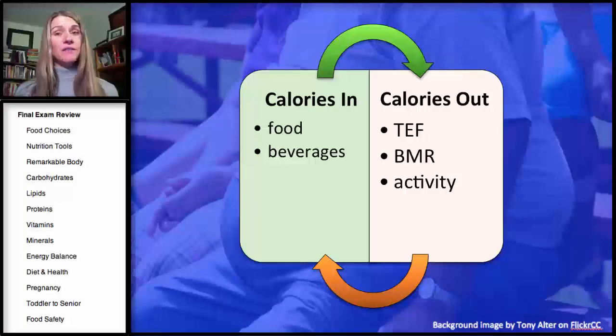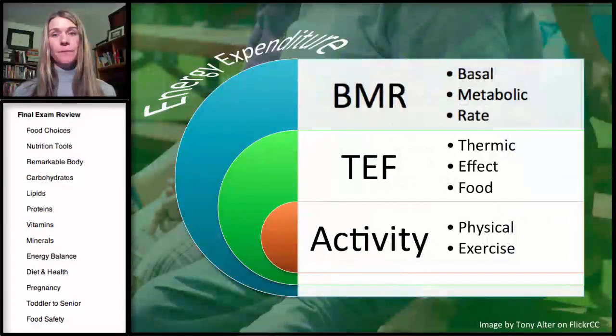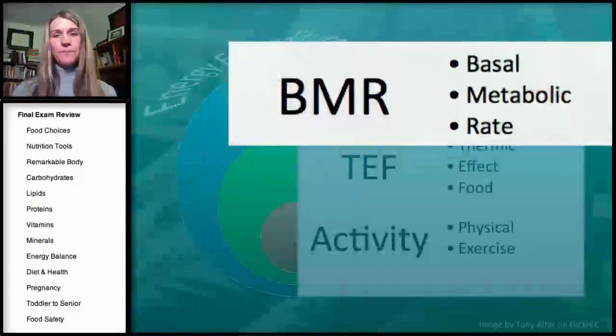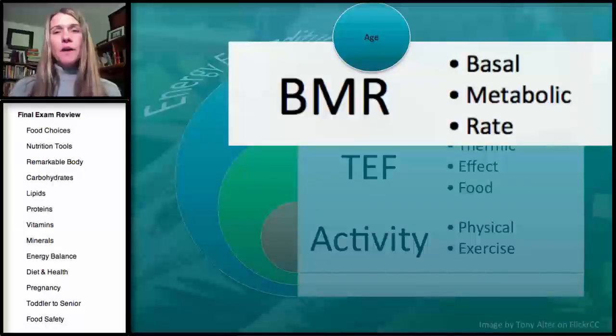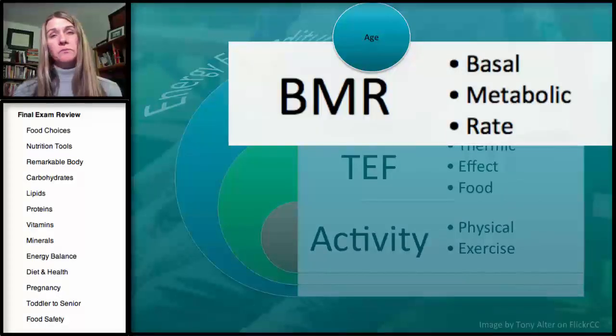And then physical activity. Now for someone who's really active, that's going to be their biggest chunk of calories out. But for the most part, it's usually the basal metabolic rate. And this is everything I just went through. So for the BMR, we look at a few things. And this is going to change.